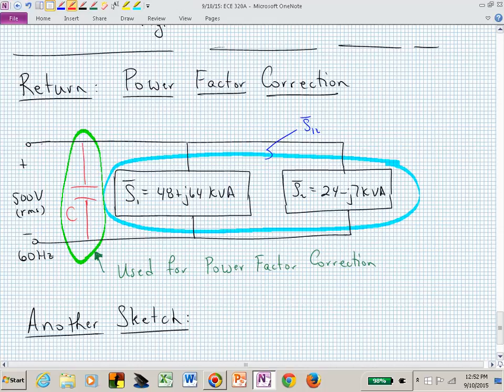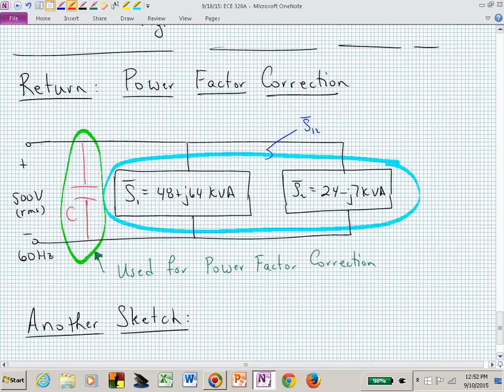This capacitor is going to give us something that's vertically down. And we're assuming usually that most of our industrial loads in the real world are inductive, have a positive Q. We are trying to now make that angle smaller. The reason is that's going to require us to be requesting much less current from the power company.